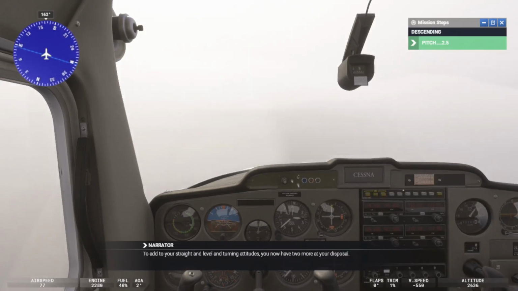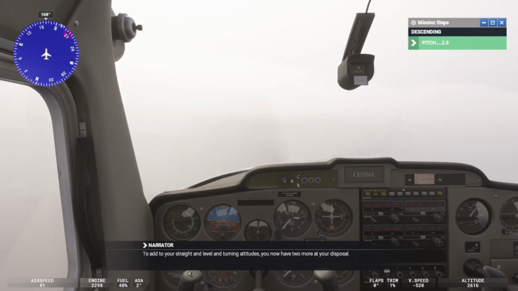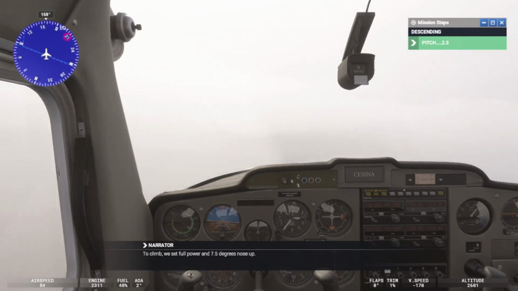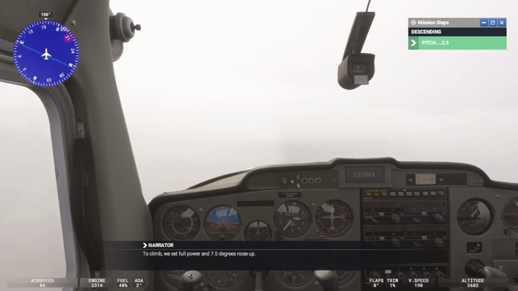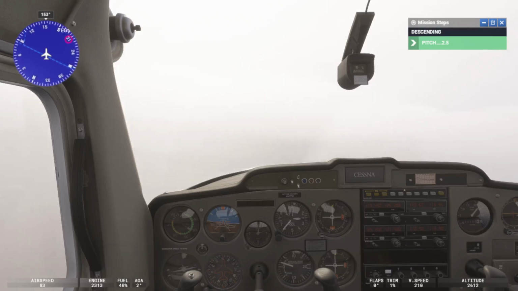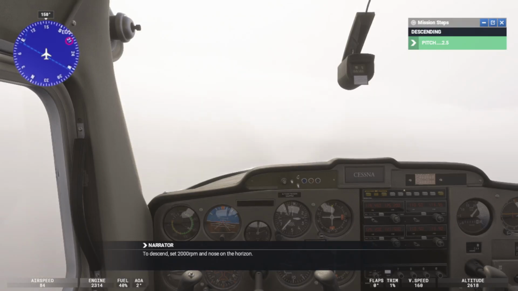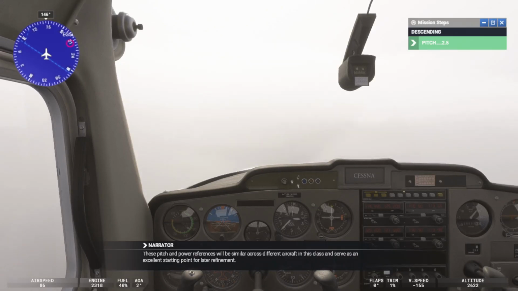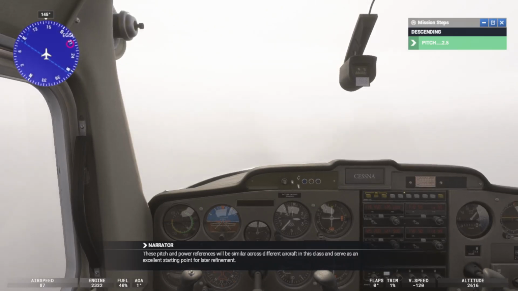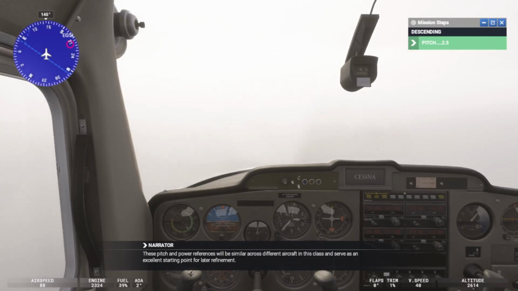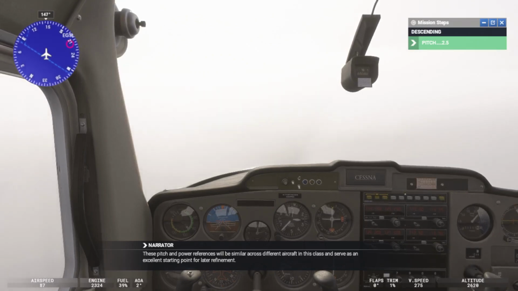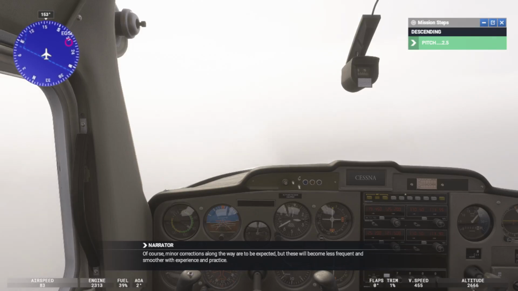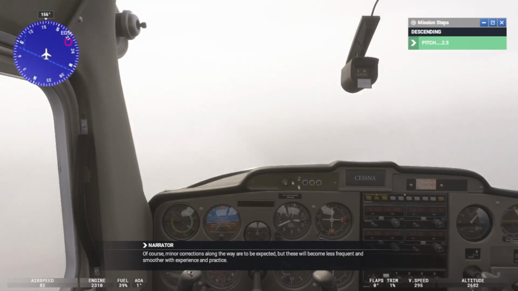To add to your straight and level and turning attitudes, you now have two more at your disposal. To climb, we set full power and 7.5 degrees nose up. To descend, set 2000 RPM and nose on the horizon. These pitch and power references will be similar across different aircraft in this class and serve as an excellent starting point for later refinement. Of course, minor corrections along the way are to be expected, but these will become less frequent and smoother with experience and practice.